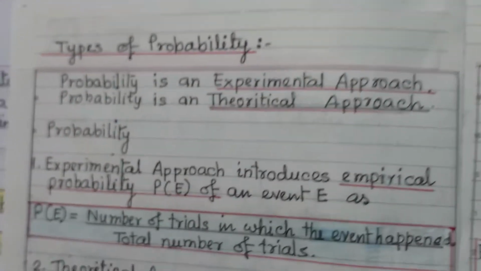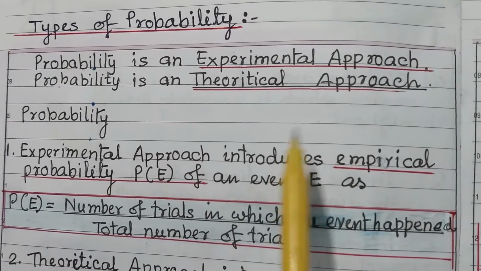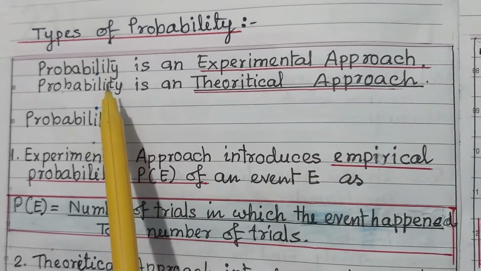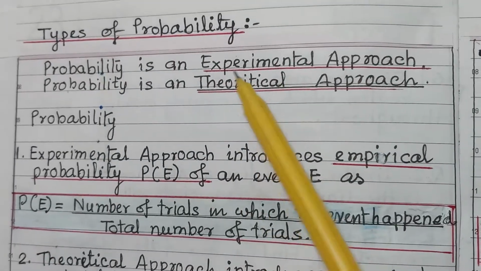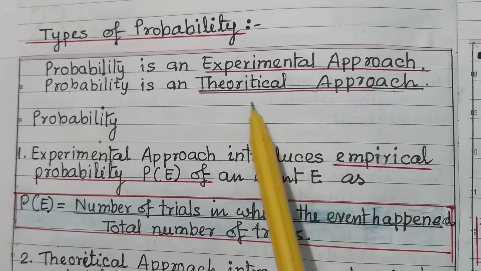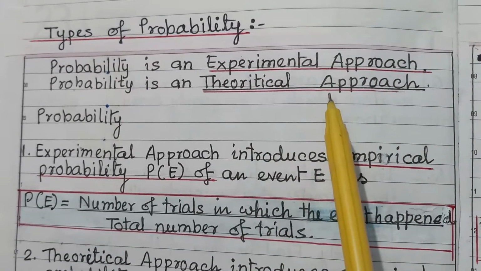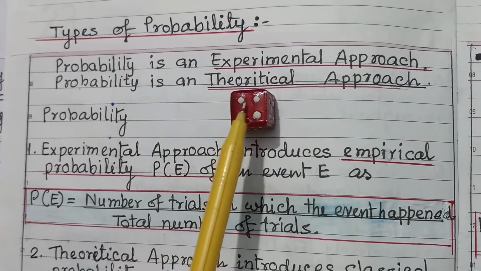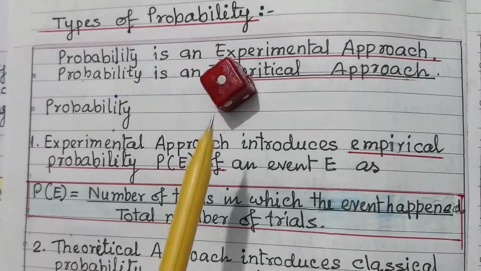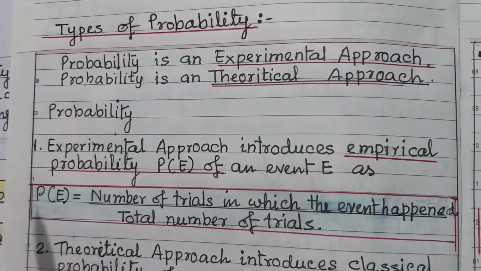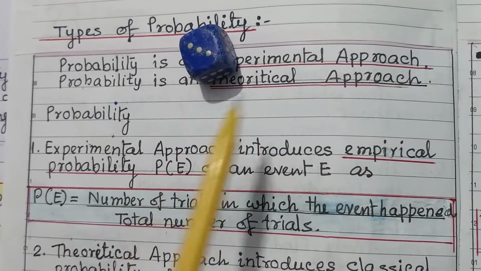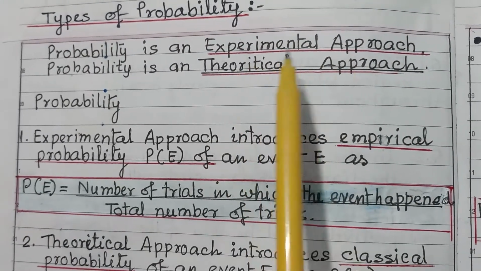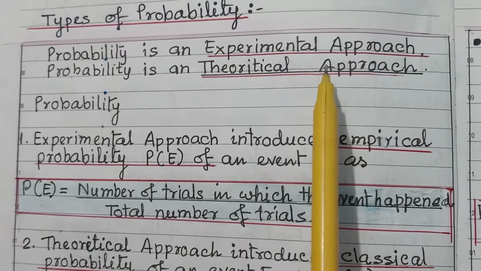Now, types of probability. Probability has an experimental approach and a theoretical approach, which means probability is of two types. You have to understand what the experimental approach is and what the theoretical approach is. Experimental approach means if I throw a die, it comes 4, next time maybe it comes 1, next time it comes 3. So different times it gives different events. These are experiments I have already done in front of you.